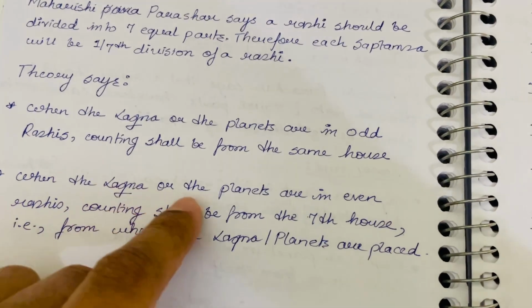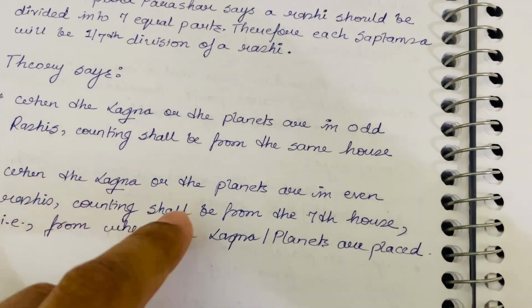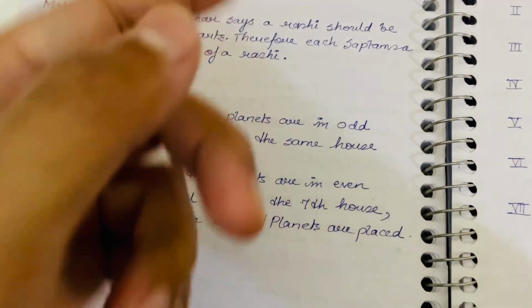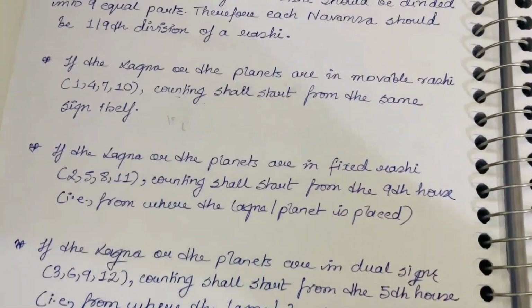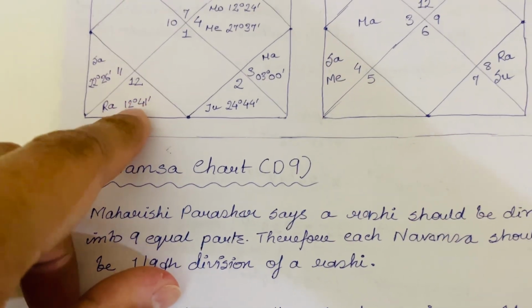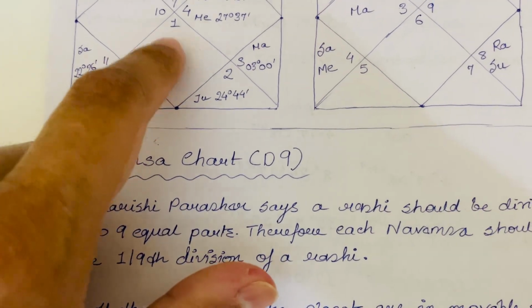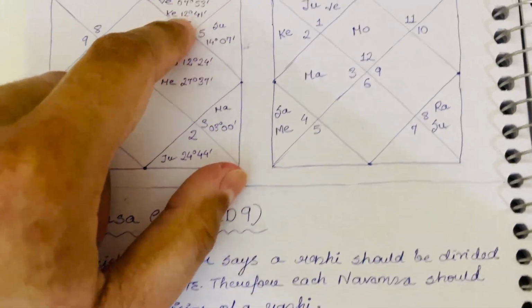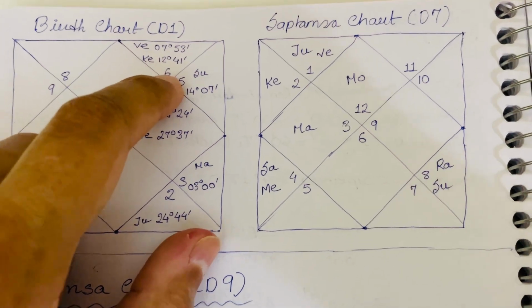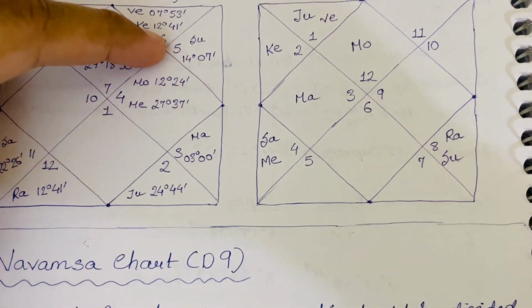When the Lagna or the planets are in an even sign, counting shall start from the 7th house from itself, from where the Lagna or the planet is placed. So the counting will start from 7th from here: 1, 2, 3, 4, 5, 6, 7. So counting will start from here. Remember, counting is going to start from here for Rahu.